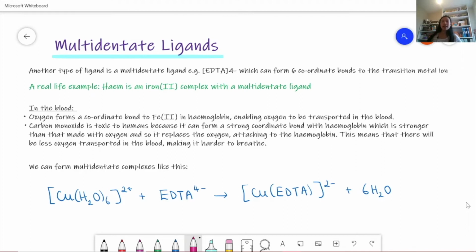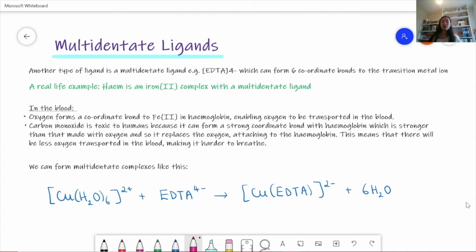ligand. And a real-life example of a complex with a multidentate ligand is heme, which is found in hemoglobin, and it's an iron 2 complex with a multidentate ligand. In the blood, oxygen forms a coordinate bond to Fe2+ ions in hemoglobin, and it enables oxygen to be transported in the blood. However, carbon monoxide, which is really toxic to humans, forms a strong coordinate bond with the hemoglobin, and this bond is actually stronger than that made with the oxygen, and so it replaces the oxygen attaching to the hemoglobin. This means that there will be less oxygen transported in the blood and to all your organs, so it makes it harder to breathe.